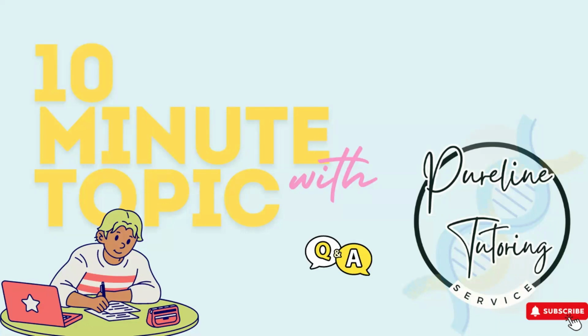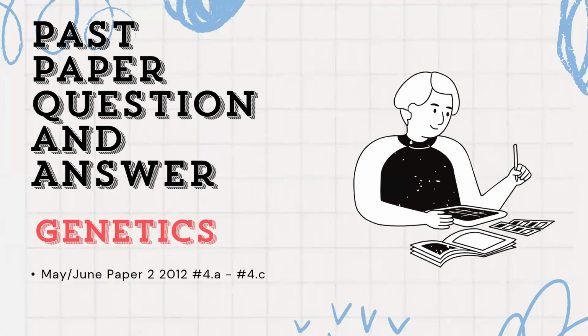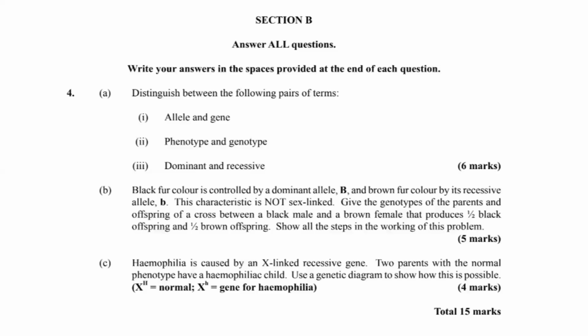Today, we're going to switch it up a little bit and do a past paper question. We're going to look at the Biology May-June Paper 2, 2012, question 4, Part A to Part C. This question is based on genetics.